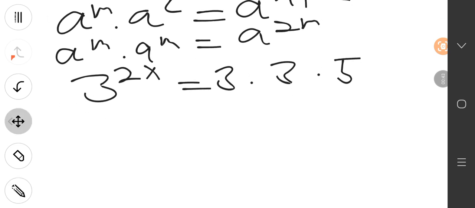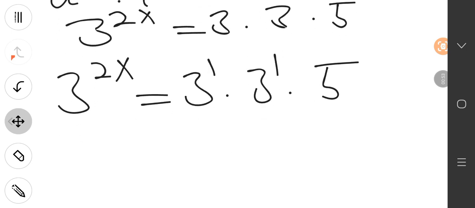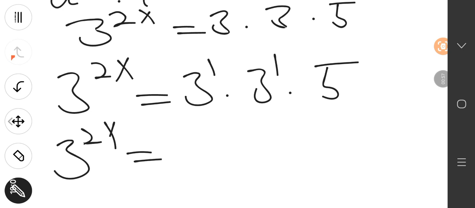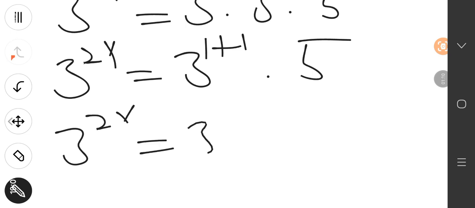So we are going to have 3 exponent 2x equals, now 3 is the same as 3 exponent 1. We are applying the first law of indices here, so we are going to have 3 exponent 1 plus 1. So our equation becomes 3 exponent 2x equals 3 exponent 2 times 5.